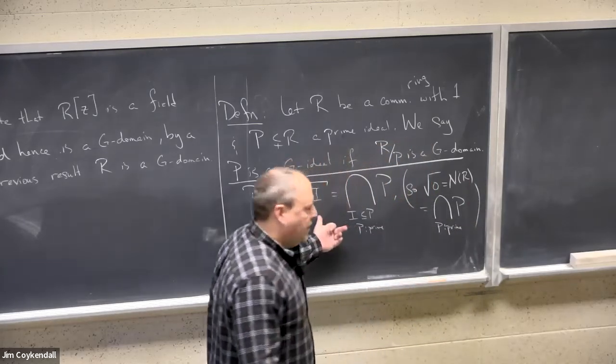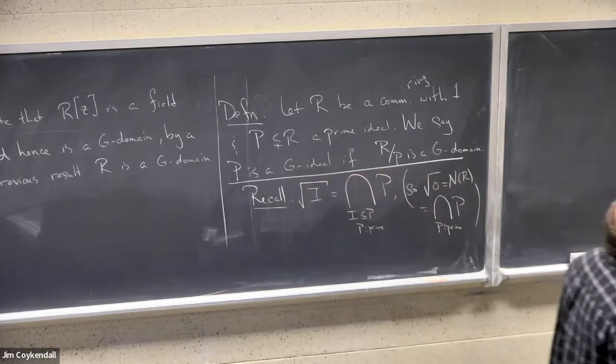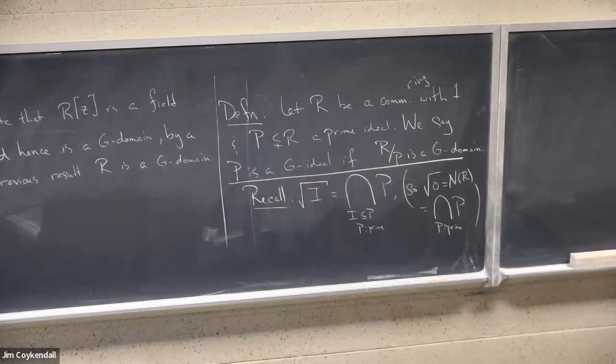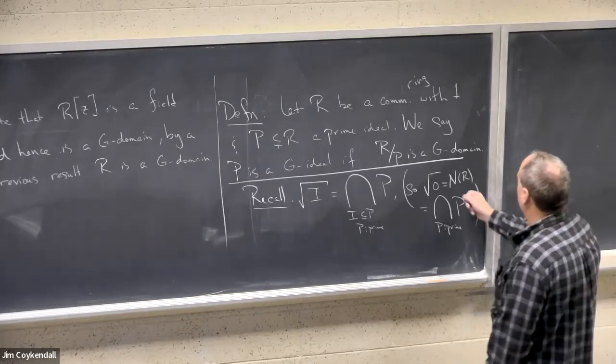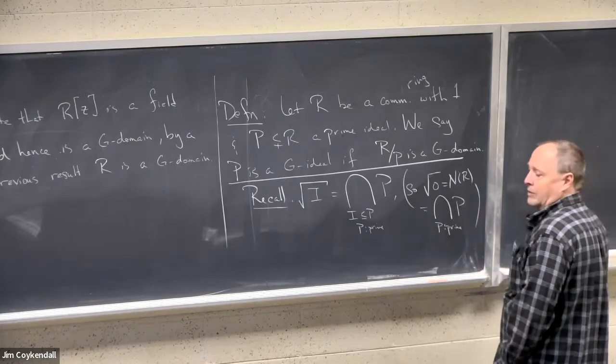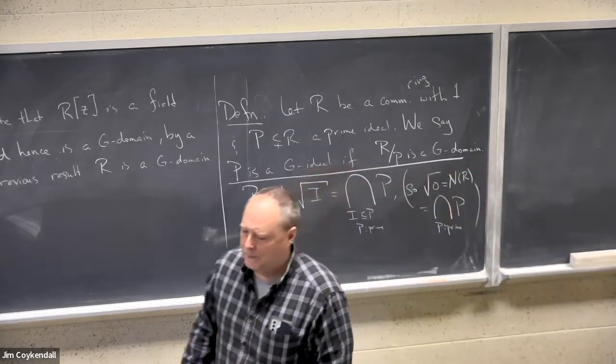So let me give you a special case of this. Zero is, from this perspective, my favorite ideal, because zero is contained in every ideal. So if I look at the radical of zero, this should be the intersection of all primes that contain zero, which is, of course, the intersection of all primes. And the radical of zero is also the nil radical of R, that is the collection of everything that's nilpotent. Remember, in a commutative ring with identity, the collection of all nilpotents is, in fact, an ideal.